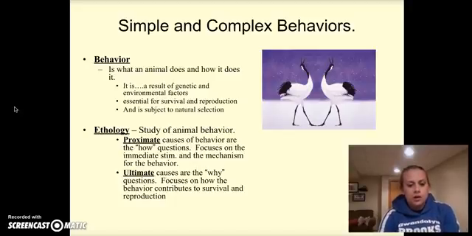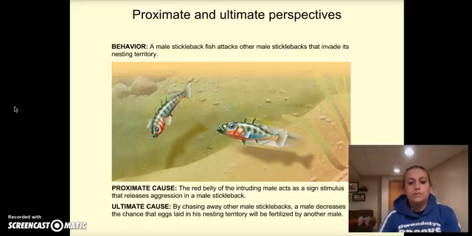So the proximate cause is going to be answering the how questions. That's focusing on the immediate stimulation and the mechanism for the behavior. Then the ultimate causes of behavior are the why questions. So this is going to focus on how the behavior contributes to survival and reproduction.